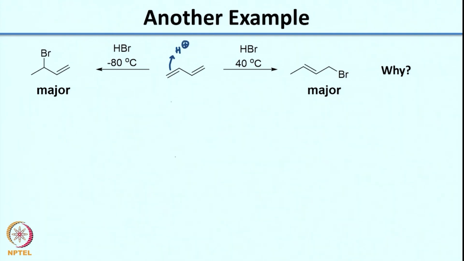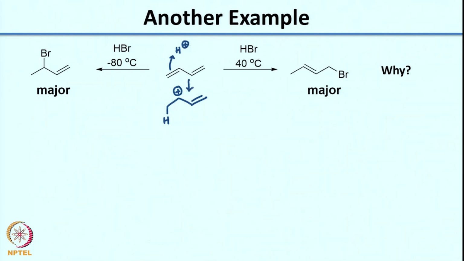So, when H plus adds, you would generate the more stable carbocation, because here you have a carbocation which is in conjugation with a double bond. So, you generate the more stable carbocation. This would be the intermediate formed in either of these cases.